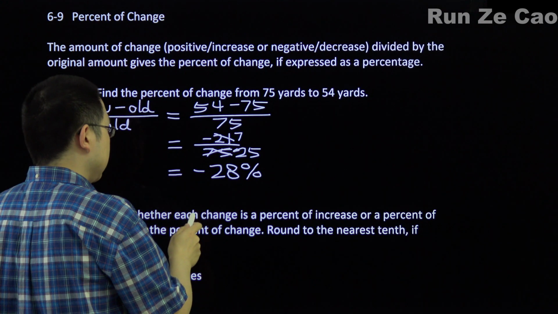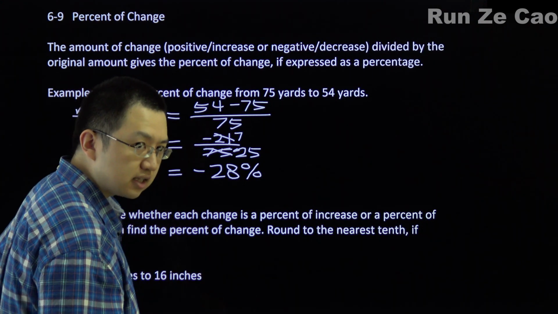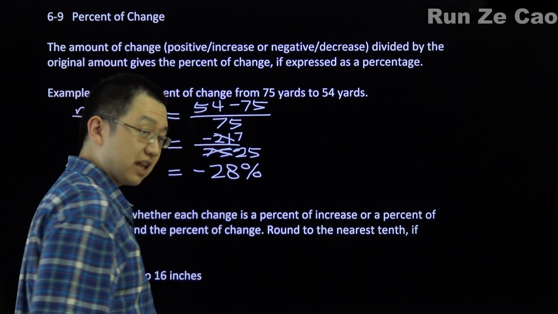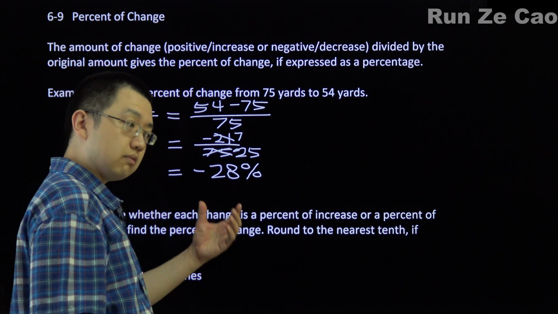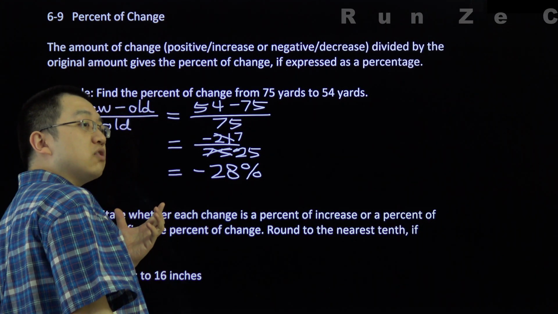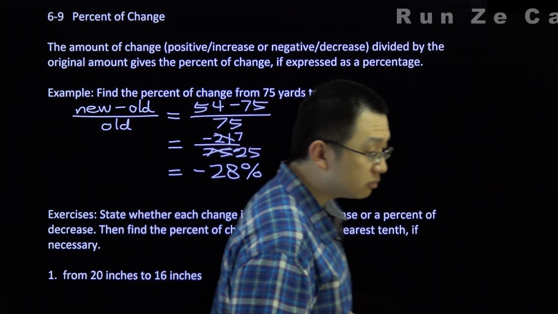The percent of change is negative 28%. However, you can state it as the percent decrease is 28%. Percent change, negative 28%. Percent decrease, 28%. Is that okay with everyone, I hope?